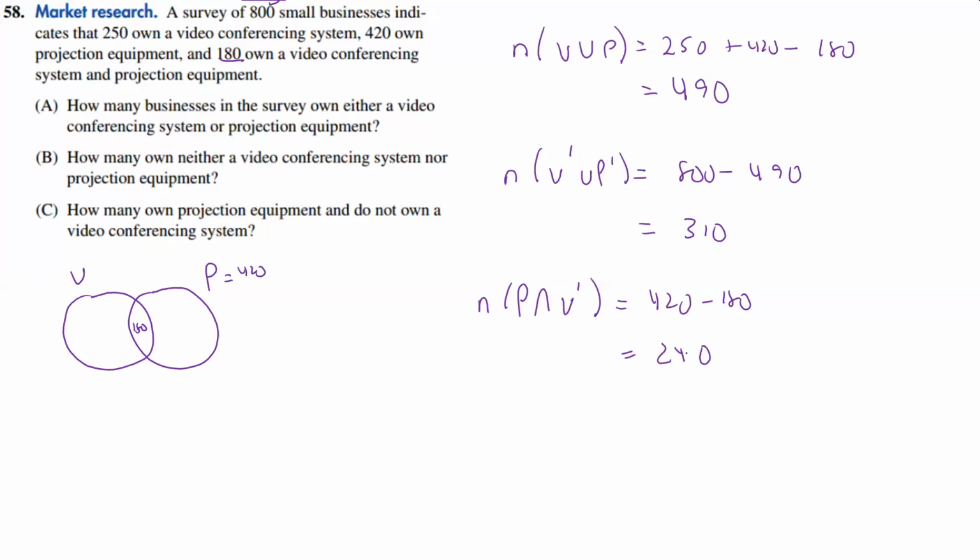Yeah. Okay. And so that's the number who own projection equipment but not a video conferencing system, because that's going to be over here. They don't own any video conferencing because these own both. And then what's left over is this area here. All right. So hopefully that helps with that one. So now let's go to the next one.